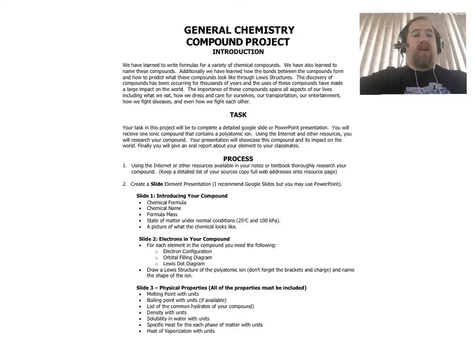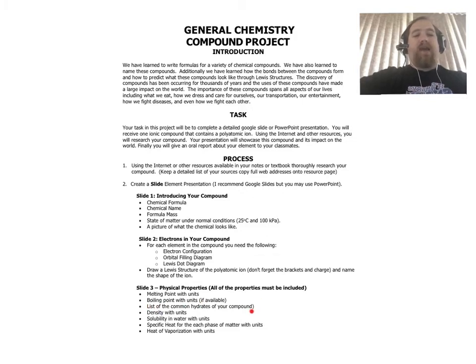The third slide is just physical properties of the compound. You're going to want to find a good source of a bunch of general information about your compound. I'm looking for the melting point with units, the boiling point with units. Not all of you will have a boiling point. So if you don't have a boiling point, just say no boiling point available or N/A or not applicable or something.